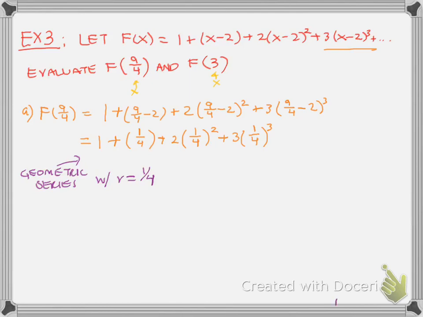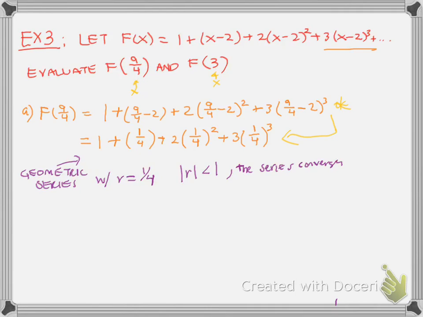Okay, so if you plugged it in, you should have started off with something like this, and then once you simplify it, you get 1 plus 1/4 plus 2 times 1/4 squared plus 3 times 1/4 cubed. Because we put in a definite number, we now have a geometric series, right, with r equaling 1/4. And since we know that as long as the absolute value of r is less than 1, the series converges. Okay, so this converges when x is 9/4.